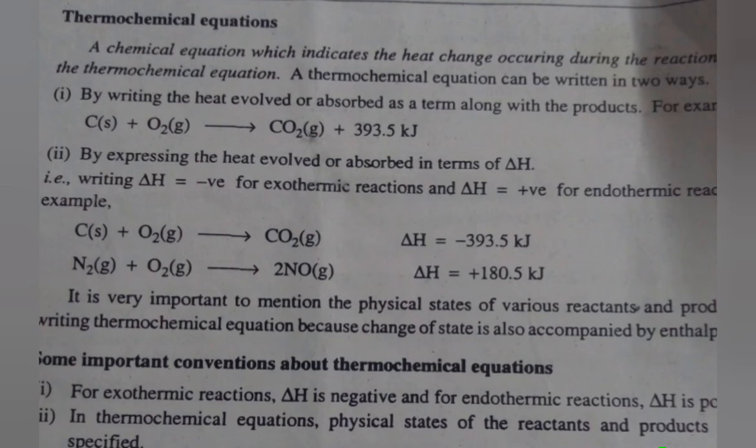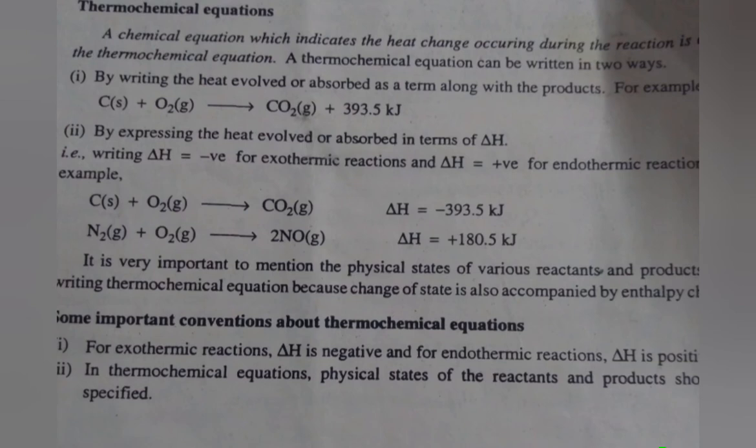It is very important to mention the physical states of the various reactants and products while writing the thermochemical equation, because change of state is also accompanied by enthalpy changes. The coefficients in a balanced thermochemical equation refer to the number of moles of the reactants and products involved in the reaction. And the numerical value of delta H refers to the number of moles of substance specified by the equation. Standard enthalpy change will have the unit kilojoules per mole.